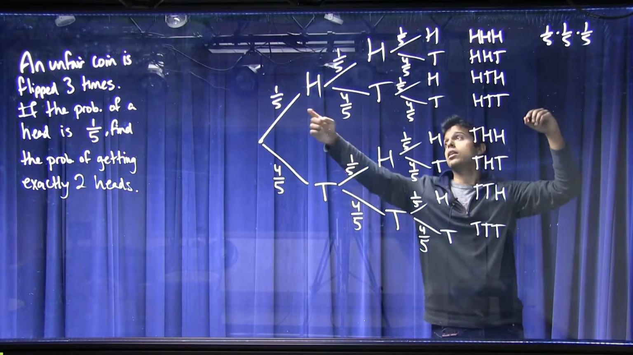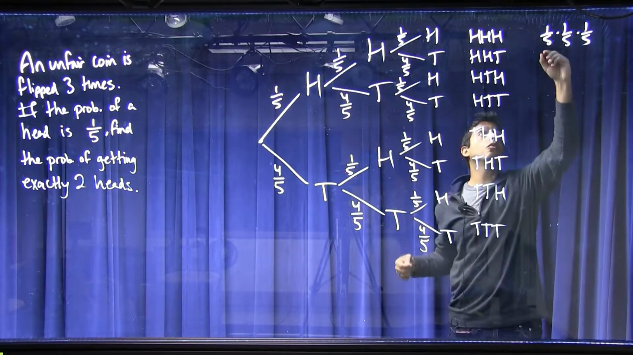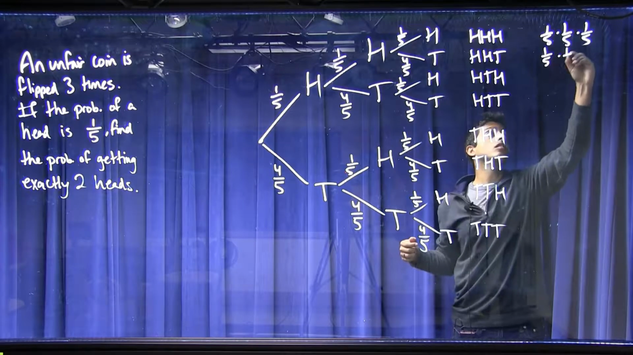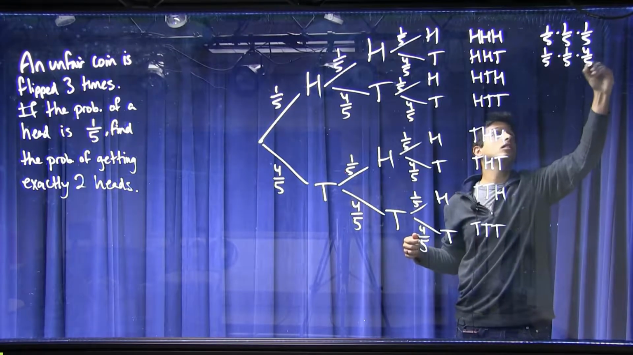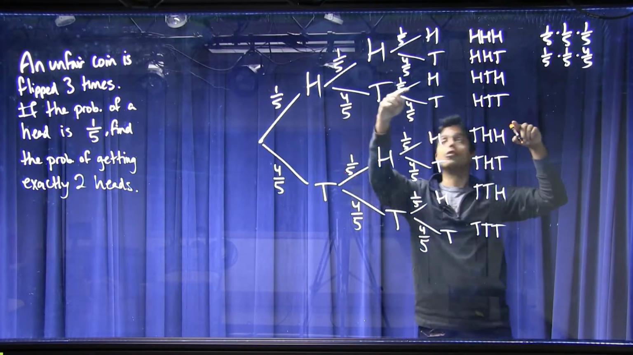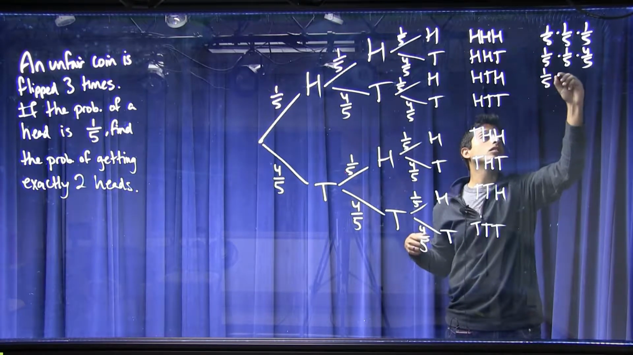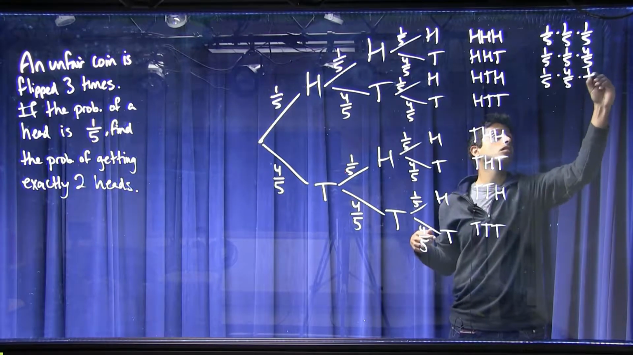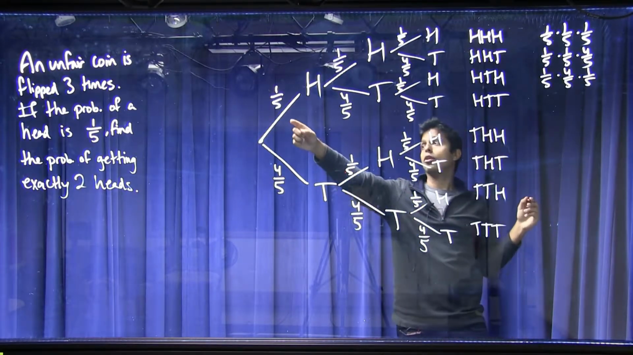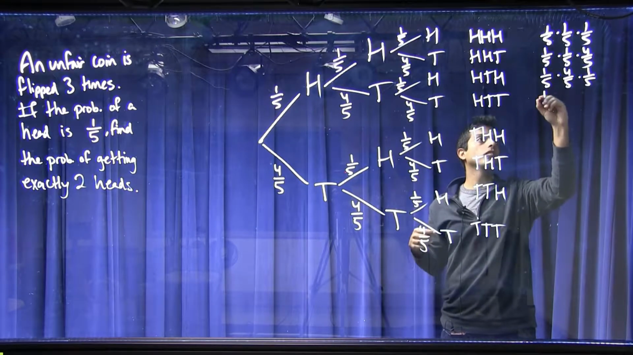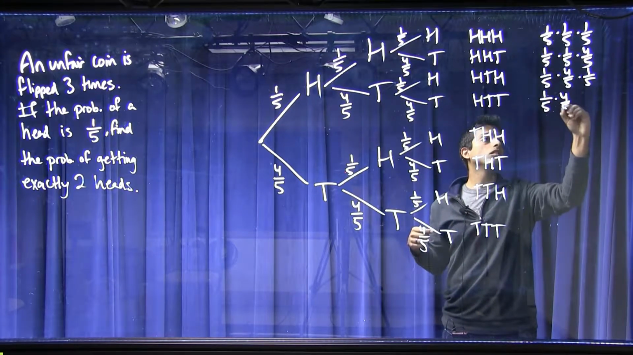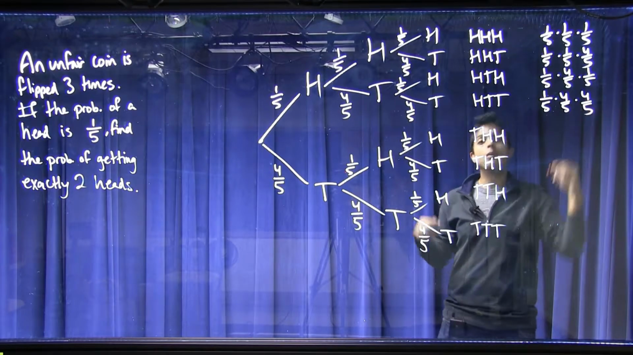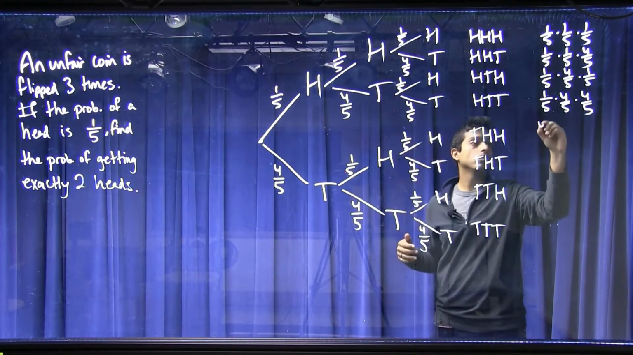that's the first one. The second one is 1/5 times 1/5 times 4/5. The third one is 1/5 times 4/5 times 1/5. And the fourth one is 1/5 times 4/5 times 4/5. And we can do the same thing as we fill in these.